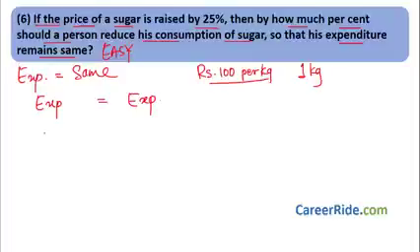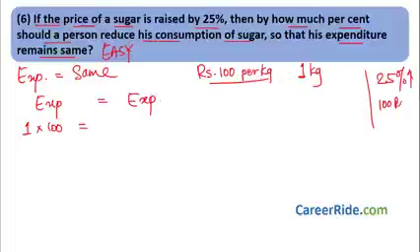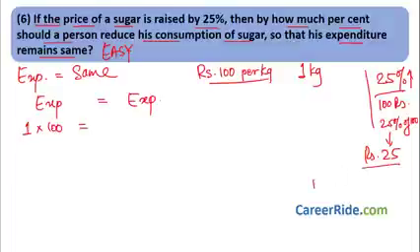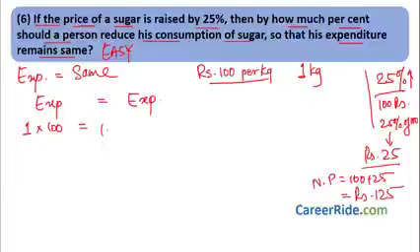So what was the expenditure initially? 1 kg sugar, that is quantity of sugar consumed into rate of the sugar, rupees 100 per kg. This was the expenditure earlier. Now what has happened is that price increases by 25%. Initially it was 100 rupees. It increased by 25%. What is 25% of 100? Simply it is rupees 25. So the price increases by rupees 25. So what is the new price? 100 plus 25, that would be rupees 125. So new price becomes 125.